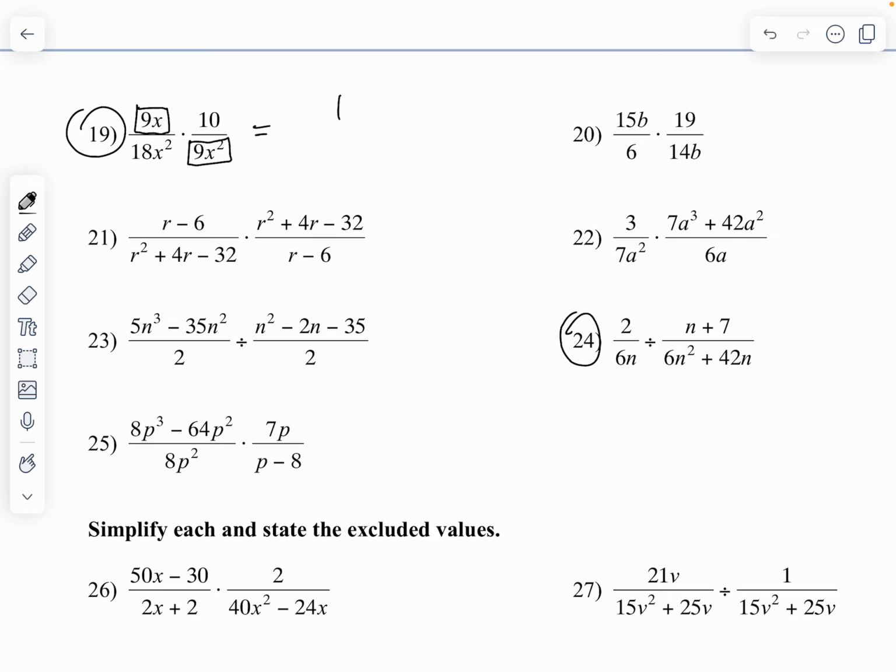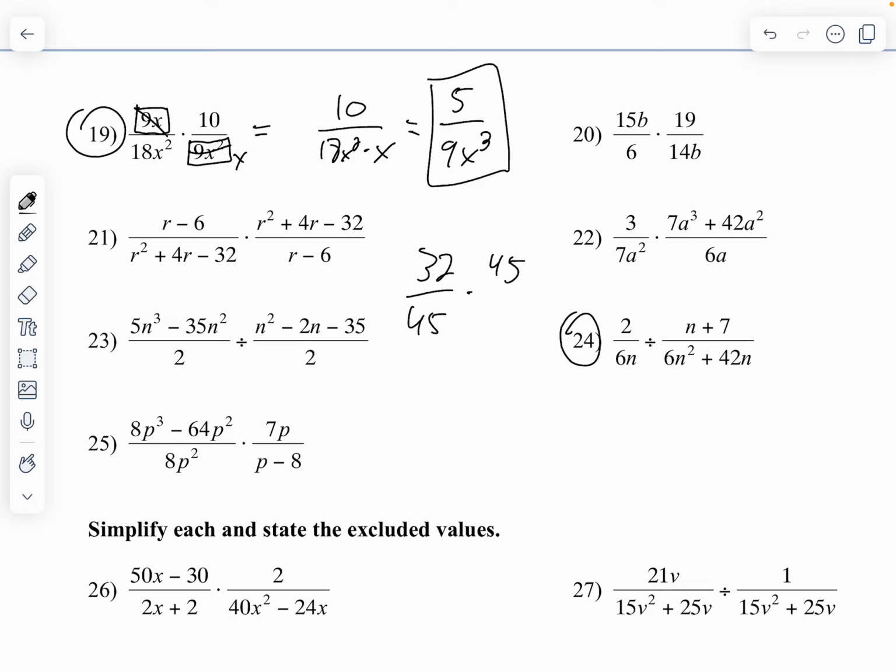So I can rewrite this as 10 over 18x squared times x, right? Because the 9x canceled. We were left on the bottom just with an x. So we have 10 over 18x cubed, right? And we can divide by 2, so we have 5 over 9x cubed. Always, always, always divide if you can, right? It's like if you have, like, I don't know, 32 45ths times 45 32nds, right? And people are like, oh, you got to multiply 32 and 45. No, these cancel, it's 1, right? They're reciprocals of each other. Try to make your life easy whenever you can when it comes to fractions.